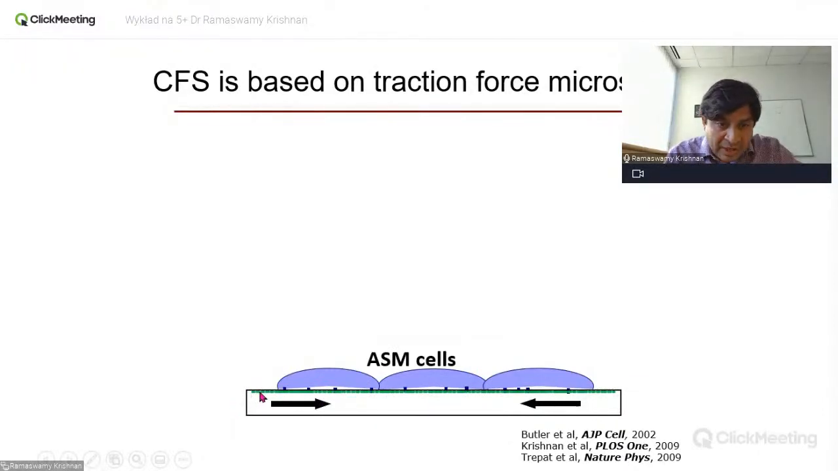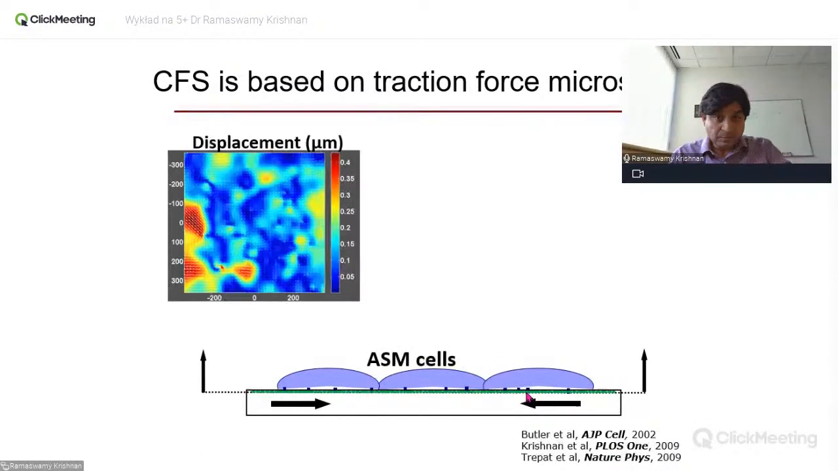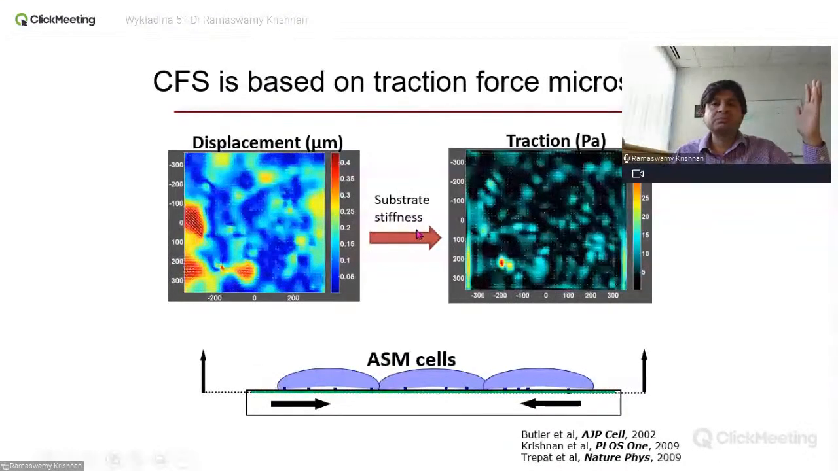We also have little fluorescent beads that we put right at the very top of the substrate. With the microscope, you can look at these. When the cell on the substrate deforms it, those beads move. Based on movement of the beads, you can get a map of displacements. How are the cells displacing the beads? Once you have a displacement map, we know the stiffness of the substrate because we manufacture them based on what we need, 1 kilopascal, 5 kilopascals. You have a displacement map, you know the stiffness, you get a contraction map.